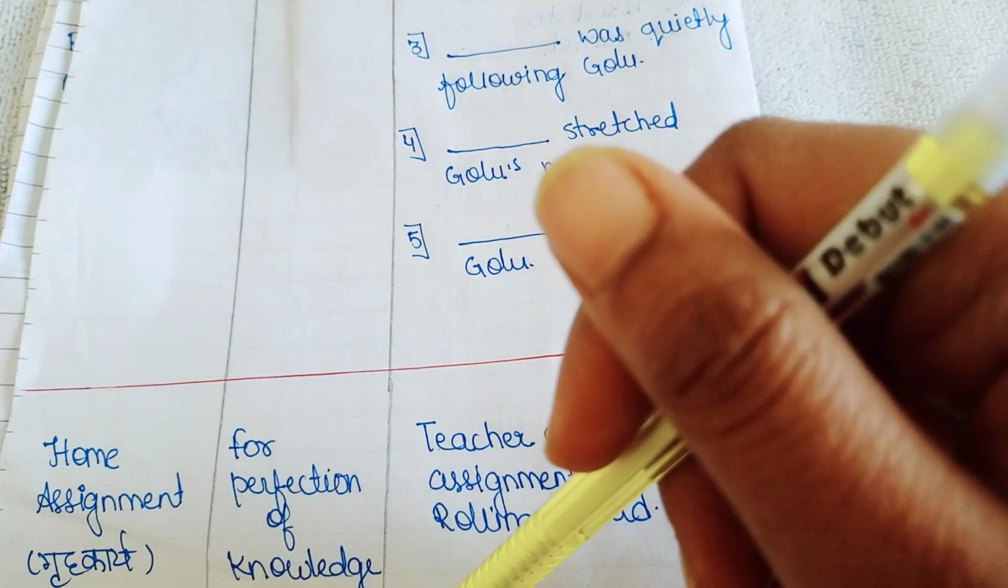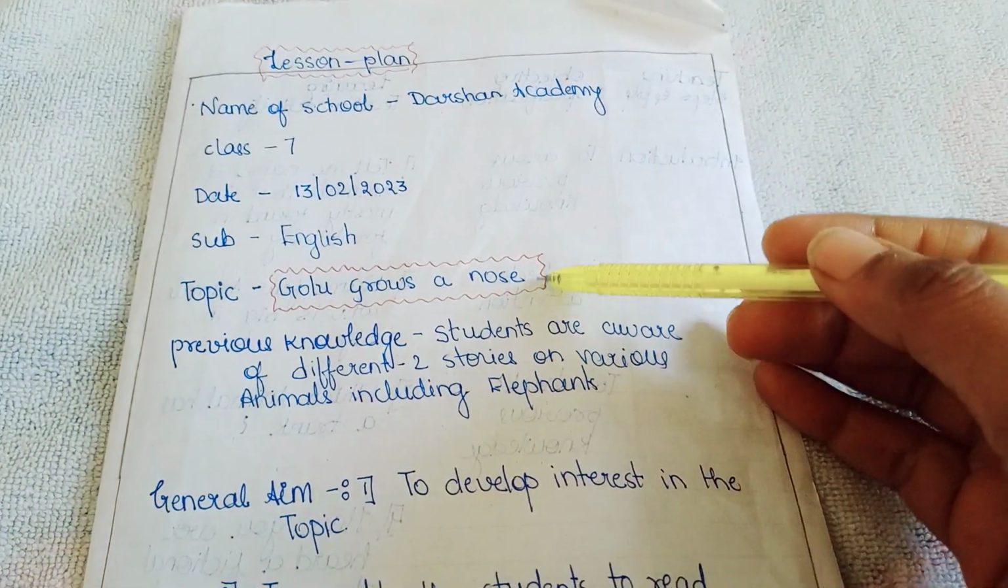Teacher gives home assignment on rolling board. Okay, so this was my lesson plan on the topic Golu Grows a Nose.